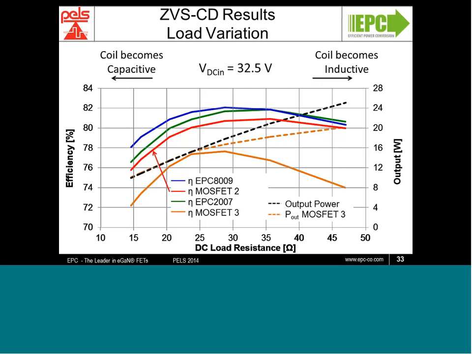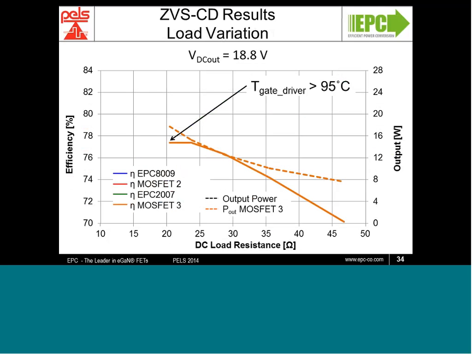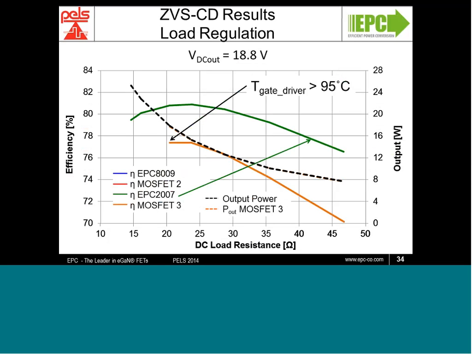Let's have a look at load regulation for the ZVS circuit. In this case, again, for the MOSFET number 3, we were unable to complete the test. As you can see, going down in resistance forces the circuit to try and push more power, and at some point the gate driver exceeded 95 degrees C, so the test was halted at that point. The EPC 2007 shows that we were able to complete the test here, and the black dashed line shows where the power is supposed to lie.